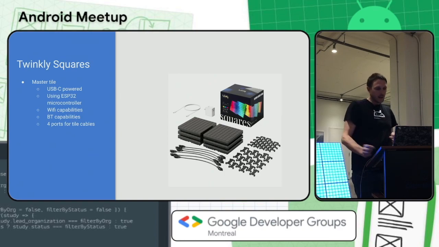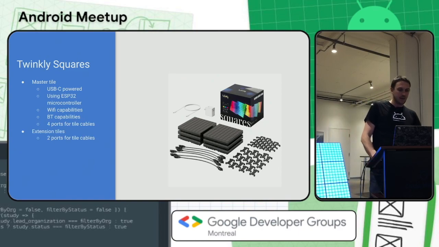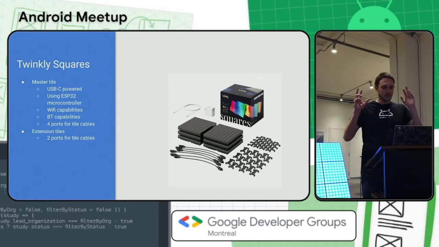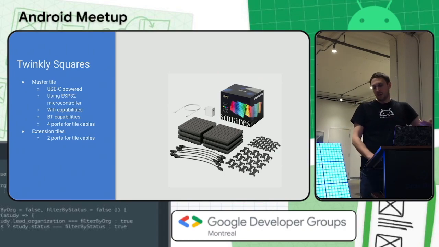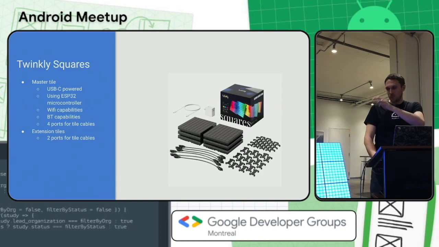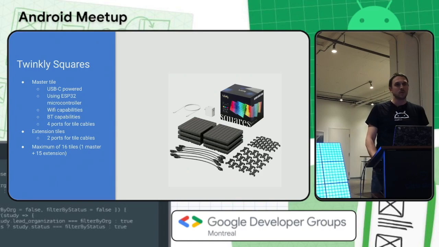On the master tile, you have 4 tile cables to connect the other tiles. And all the others, they are extension tiles, so they act as a secondary tile. And each of them has 2 parts. One of the parts is grabbing the power and the data from the master tile in some way and distributing to the next one. On a single unit, you can have a maximum of 16 tiles, so one master tile plus the 15 extensions.